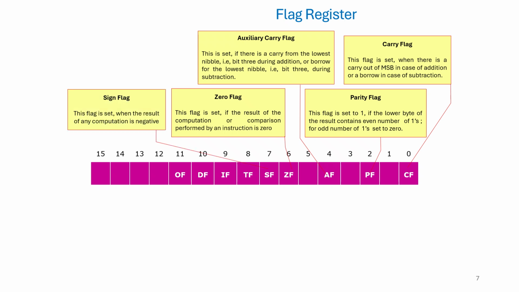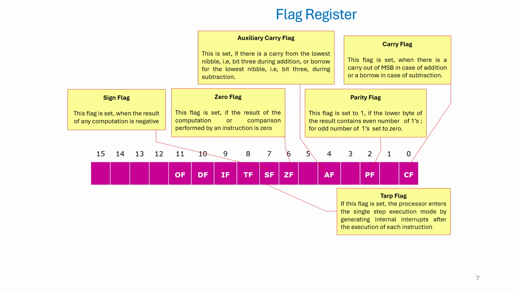Sign flag. When we work with signed numbers, in general, the MSB will be used to denote the sign of the number. If the MSB is 1, it is a negative number, and if the MSB is 0, it is a positive number. So when you work with signed numbers, to identify whether the result is positive or negative, you can look at the sign flag. If the sign flag is 1, it means that the answer is negative. And if the sign flag is 0, it means the answer is a positive value.